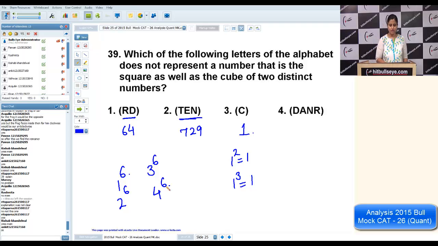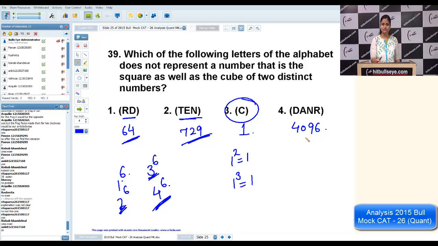6 and so on. What is 1 raised to power 6? 1. That I have used. 2 raised to power 6, 64. 3 raised to power 6, 729. What is 4 raised to power 6? It will be 4096. By taking all these values, you can judge the value of every alphabet. So by manipulating these questions, we could do that.